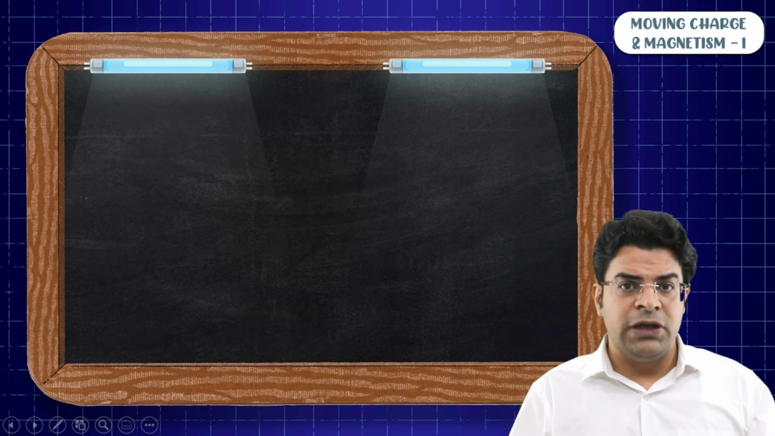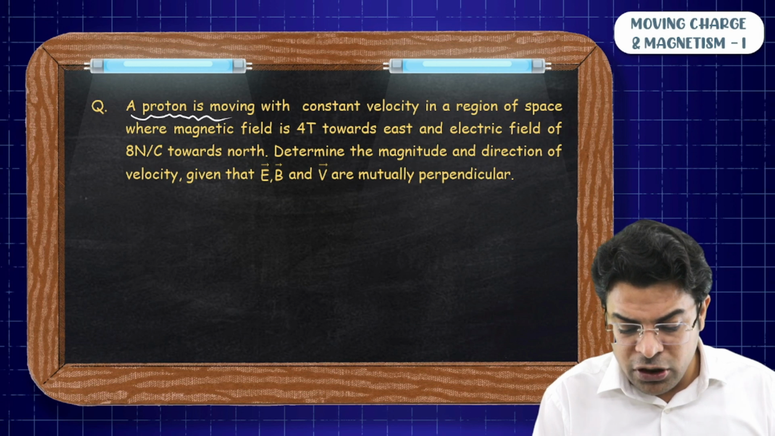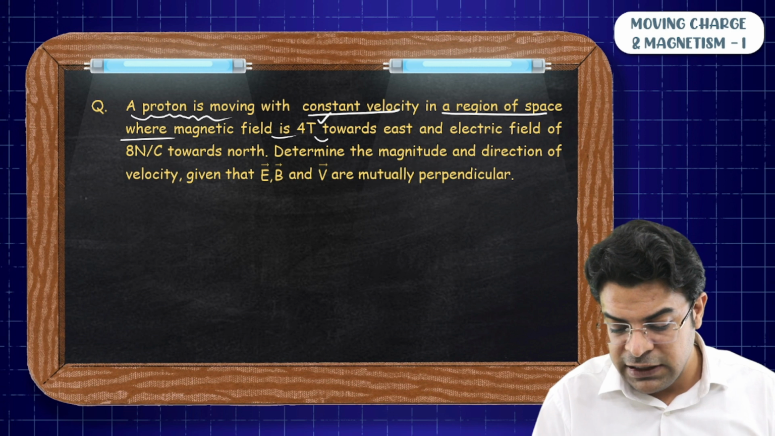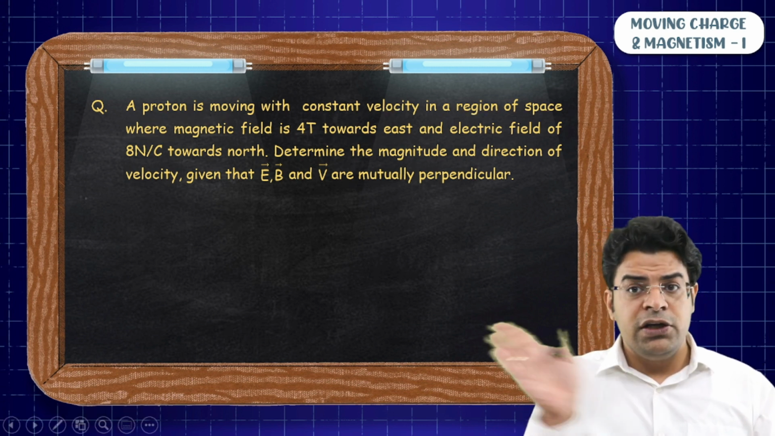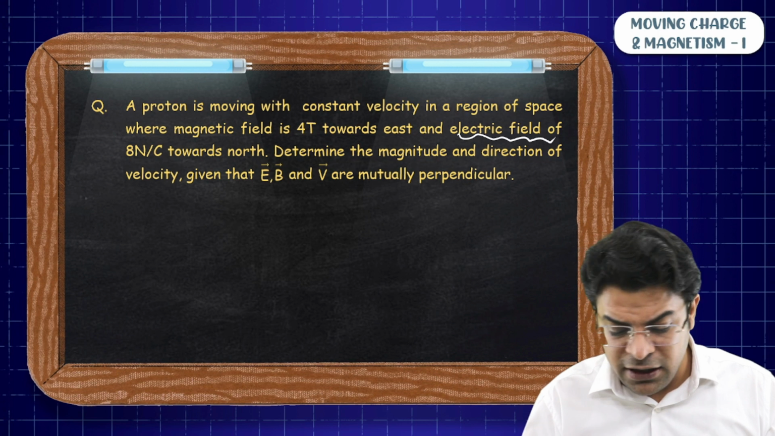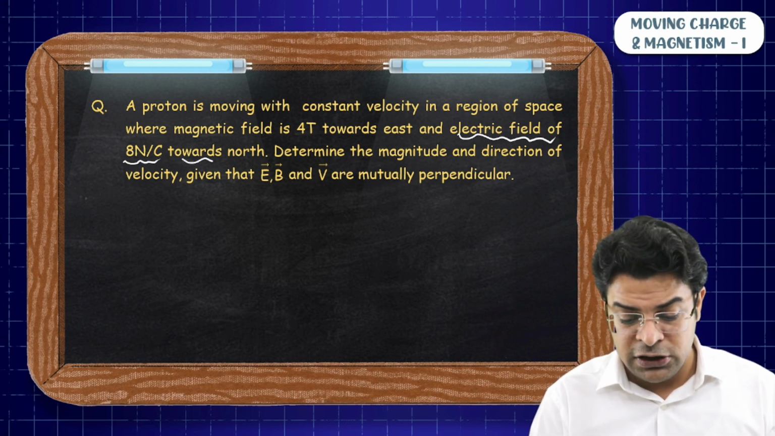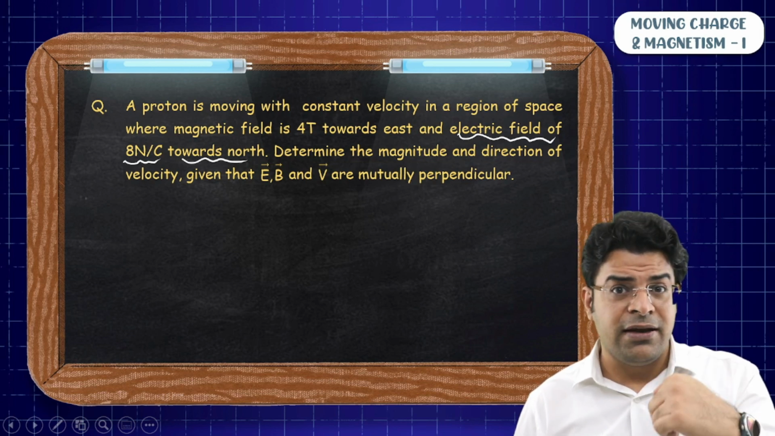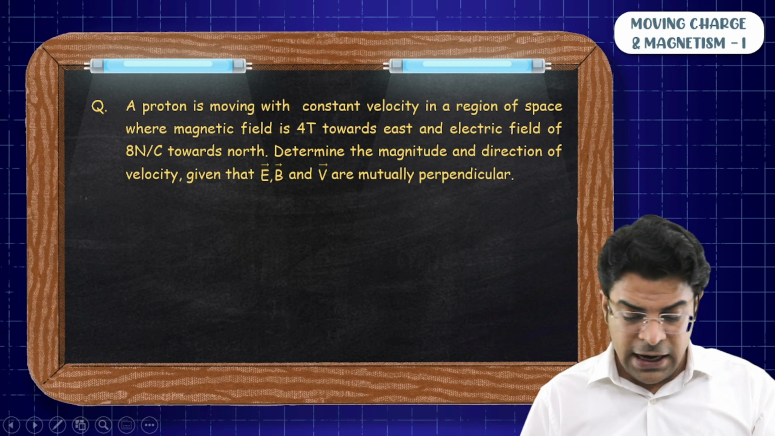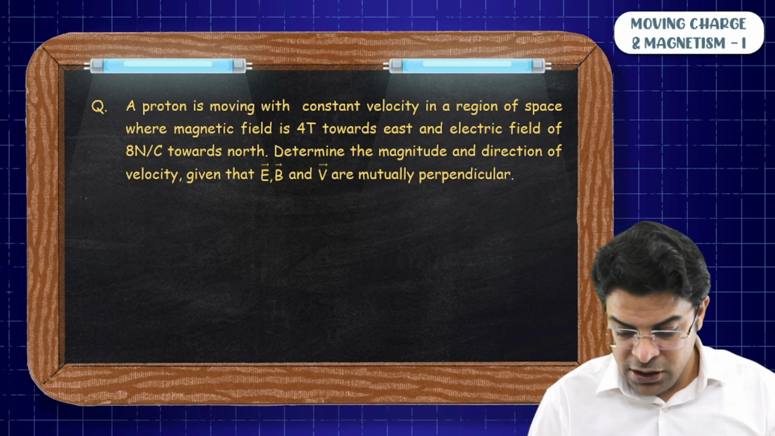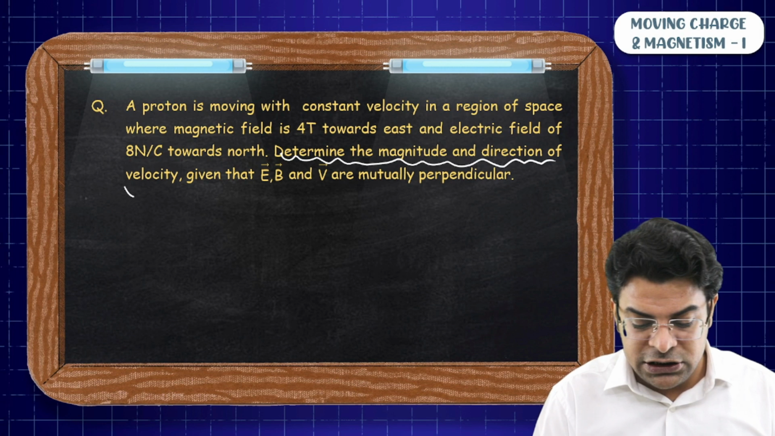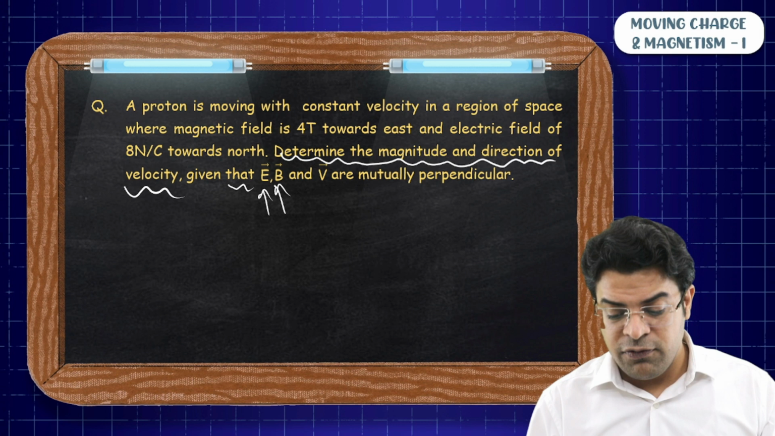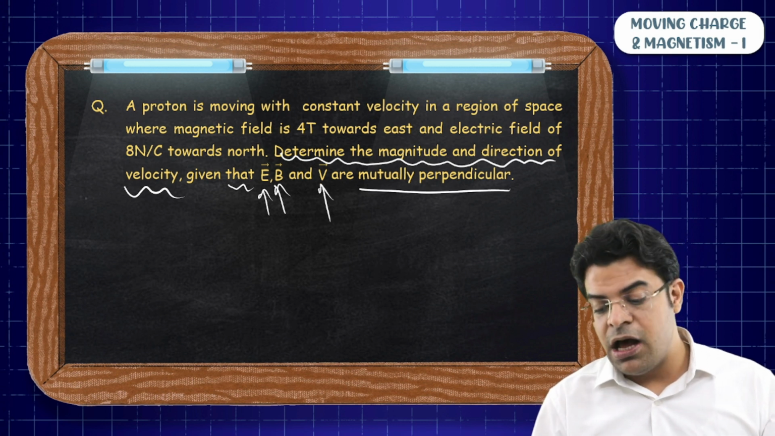So let's see a question based on this. The question goes like, a proton is moving with a constant velocity in a region of space where the magnetic field is 4 Tesla towards east, and the electric field is 8 Newton per Coulomb towards north. So we know that electric field is towards north. As seen by you, the electric field is towards me, towards the screen, and the magnetic field is towards east. Determine the magnitude and direction of velocity of the charged particle given that the electric field vector, the magnetic field vector and the velocity of the charged particle are mutually perpendicular.